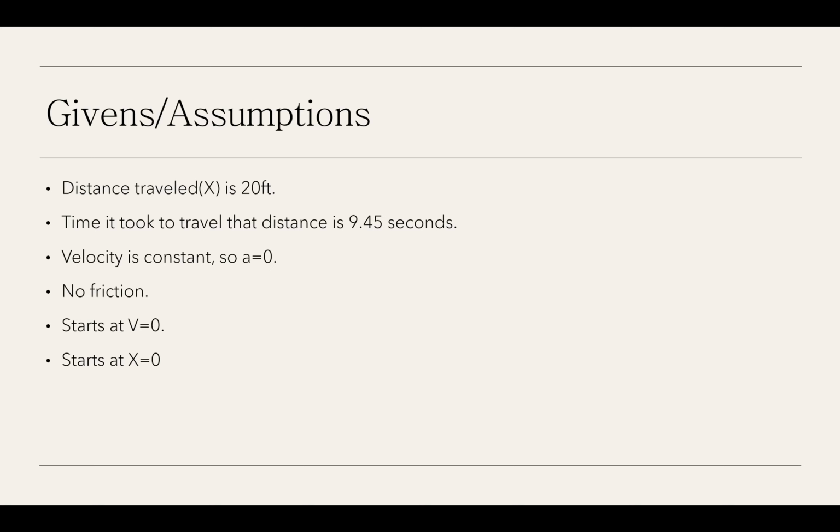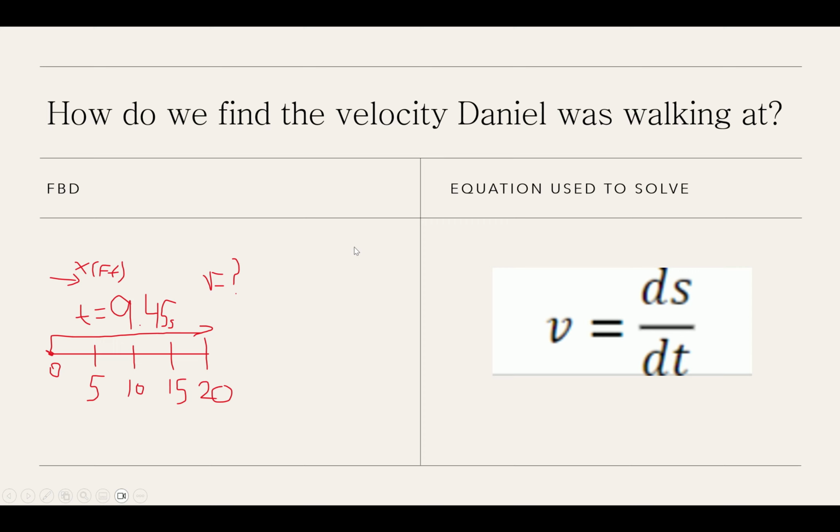He started at a velocity of 0 feet per second, and he started at an initial position of x equals 0 feet. And so now, how do we find the velocity that Daniel was walking at given those assumptions and those givens? So first, we have our free body diagram, which has the axis of x in feet. And so the particle started at x equal to 0 feet and then traveled all the way to x equal to 20 feet in a given time of 9.45 seconds. So how do we find that velocity?